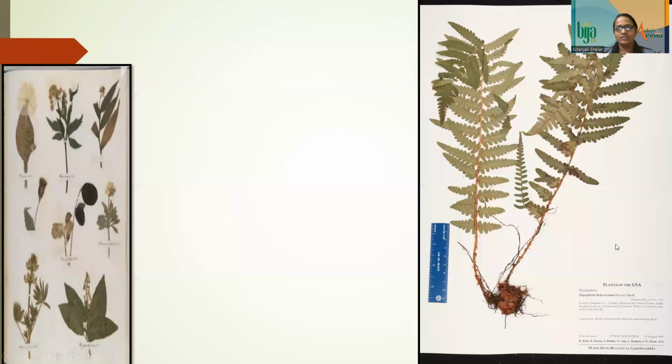Now look here. These are two more herbaria. This is the fern Nephrolepis, and this is another kind of plant, which has all the parts of the herbarium. That means here the leaf structure, flowering twig, everything. Here we get an idea about the herbarium.